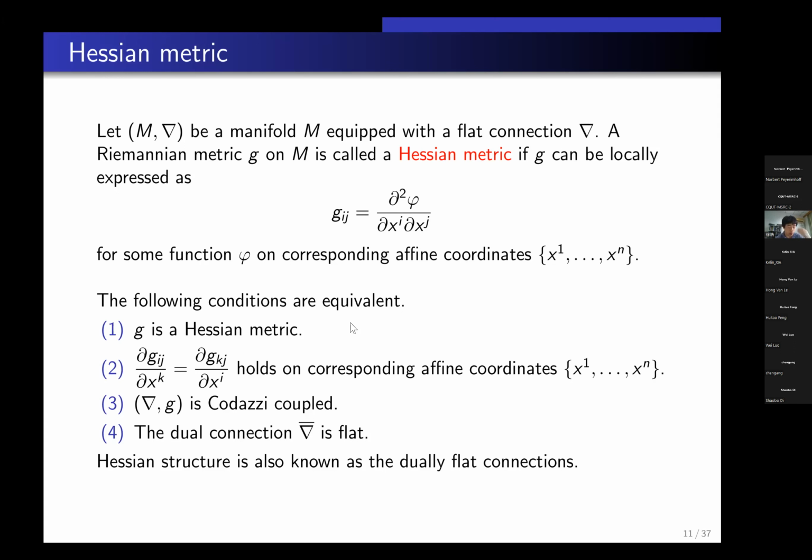So the following conditions are equivalent. G is a Hessian metric, which just means that in G_ij, the derivatives with respect to x^k, the indices i and k, or j and k, could be interchanged, right? Or this nabla G is Codazzi coupled and its dual connection is flat, right? So these are the equivalent definitions of the Hessian metric. A Hessian metric also means the so-called dually flat connection. I will explain this when we talk about the statistical structure.